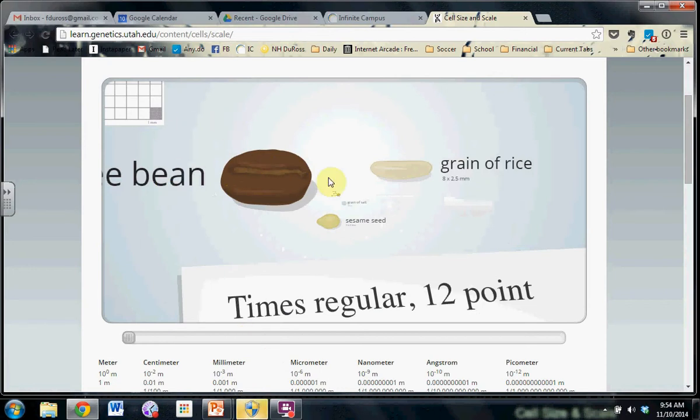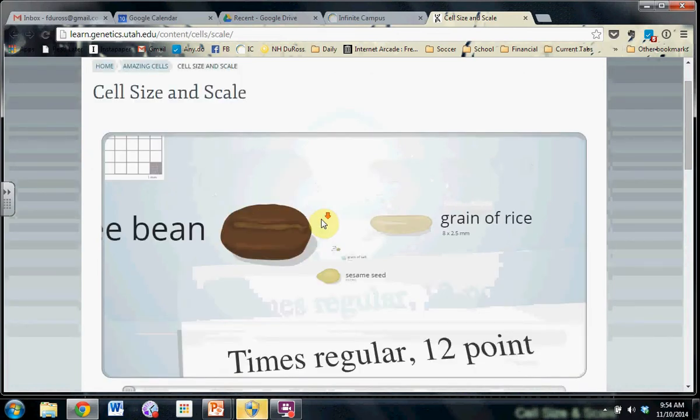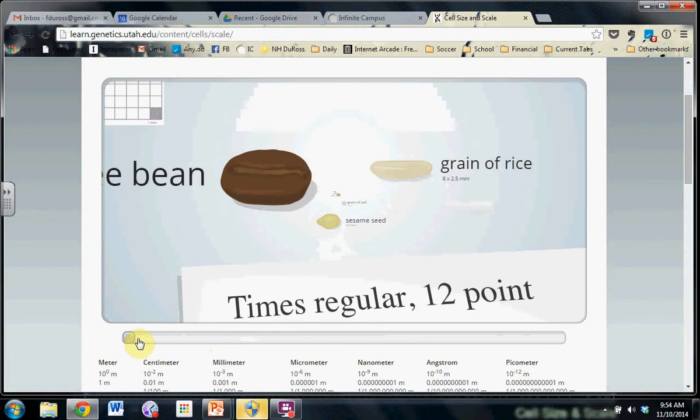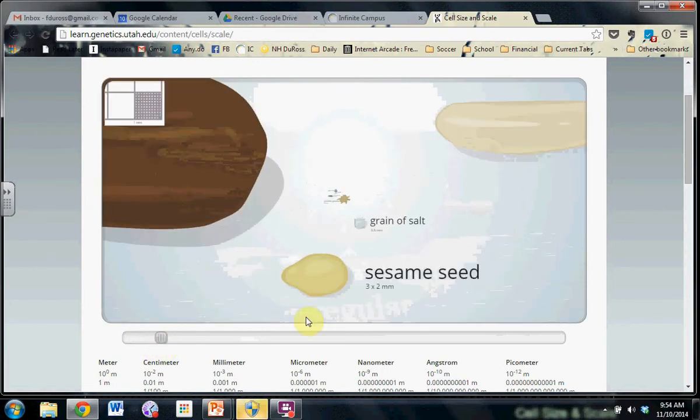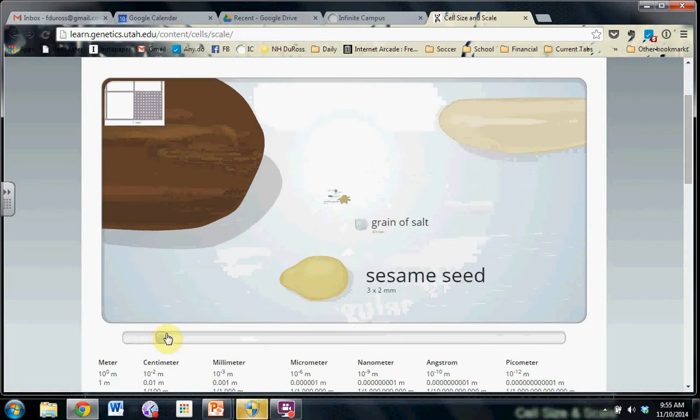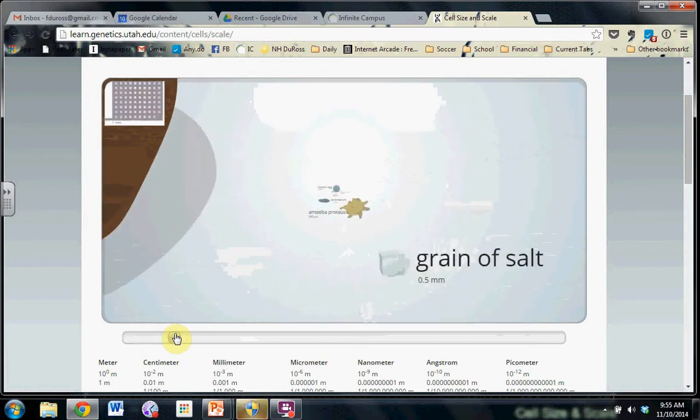This is a coffee bean or a grain of rice, a sesame seed, one of those small sesame seeds. Those are pretty small, but again, those things are not microscopic, obviously. They're a couple of millimeters. A grain of salt is small, but you could still see an individual grain of salt. A grain of salt is about half of a millimeter, so 500 micrometers. We can still see that, still visible.